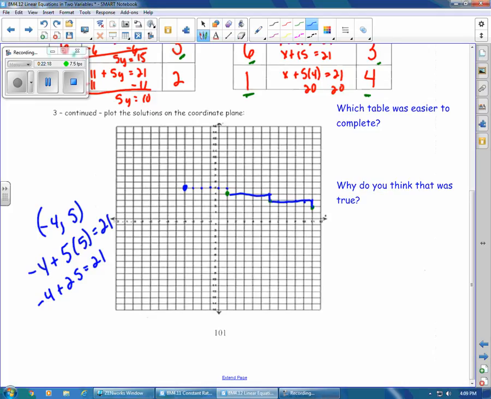So I'm going to have a conjecture here that says if I keep this same pattern, again, if I go up 1 and then over to the left 5, 1, 2, 3, 4, 5, this would also be a solution.